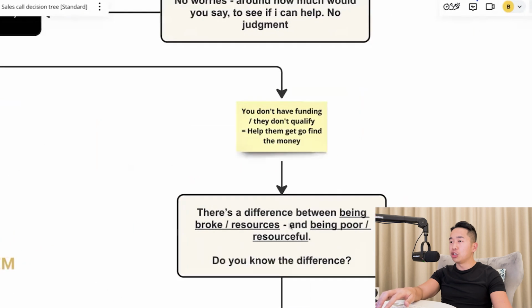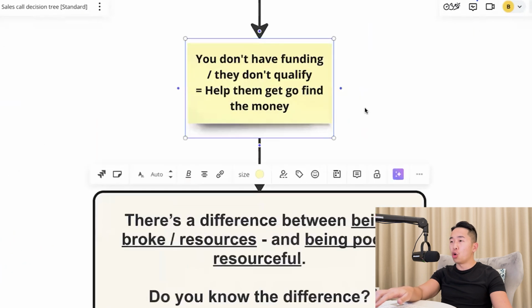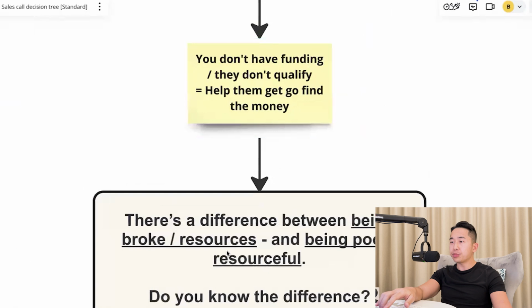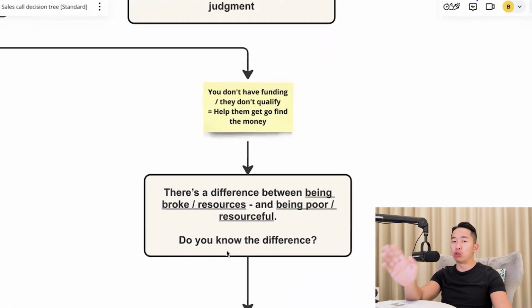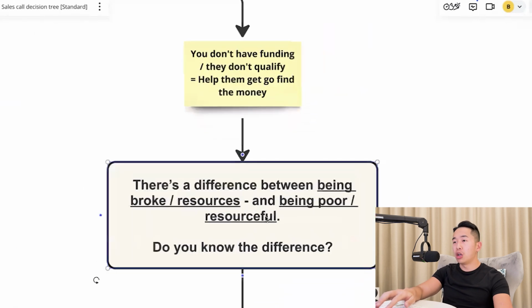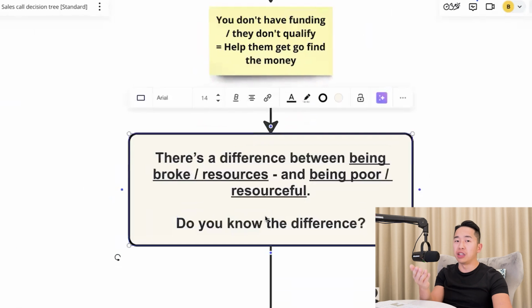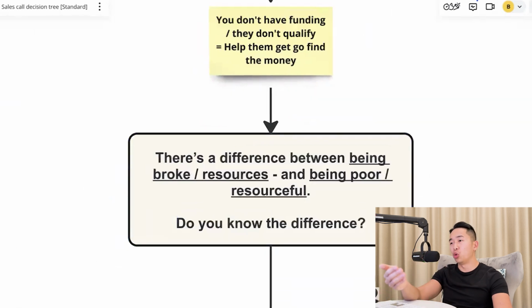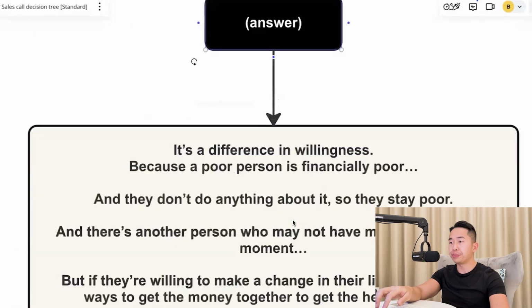Now, let's get into the scenario where either you don't have funding or they just don't qualify for the funding. At that point, what we do is we help them get resourceful. When I say resourceful, I mean help them go find the money, miracle the money, to actually invest in the program so they can actually get to their goal. Okay. So we do another reframe. Let's say they got denied financing or you don't have financing and they don't have enough money. There's a difference between being broke and being poor. Do you know the difference? You could also say there's a difference between being resourceful and having resources. Do you know the difference? And they're going to say yes or no. Doesn't matter.